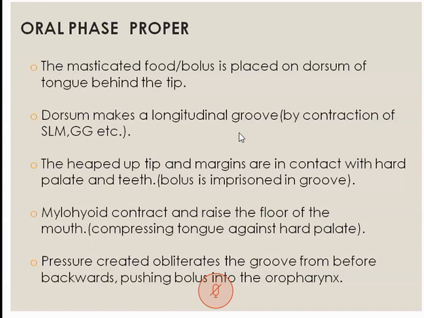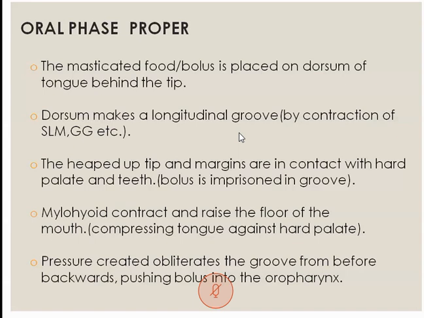The dorsum makes a longitudinal groove by contraction of the intrinsic lingual muscles and also the genioglossus muscles. Then the heaped up tip and margins are in contact with the hard palate. The elevated tip and margins are in contact with the hard palate and the teeth. The bolus is imprisoned in the groove over the dorsum of the tongue.